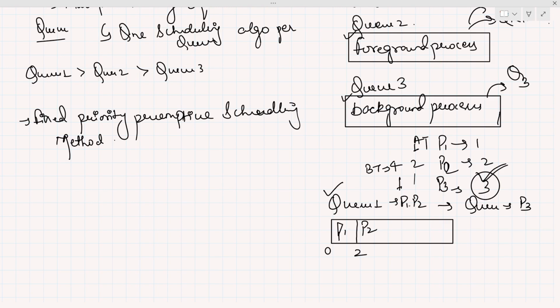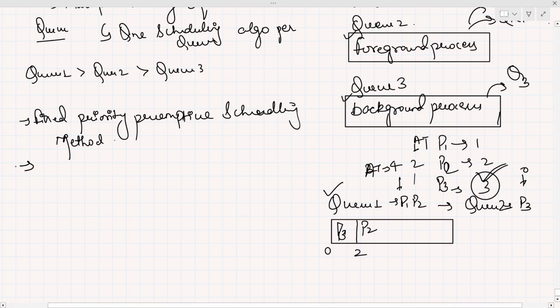Let's say the arrival time for P1 is 4, and P2 is 2. For Q2, the arrival time is 0. So at 0, we know that Q1 is highly prioritized, but its processes are not there. So definitely we have to assign the processor to the P3 process. When we solve a question, we will understand these things in detail.